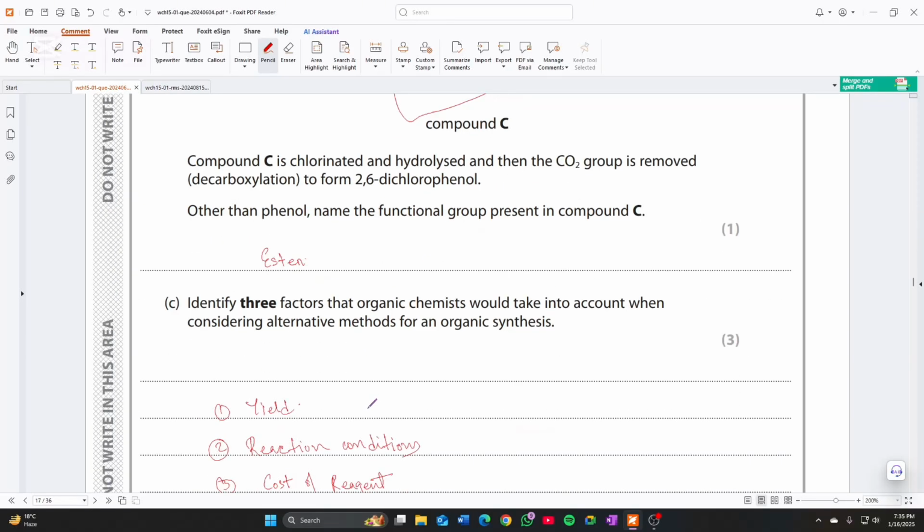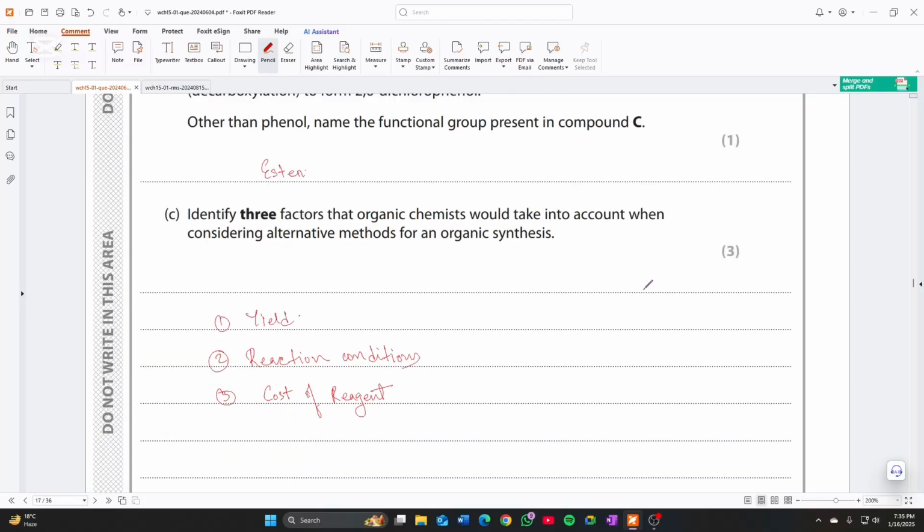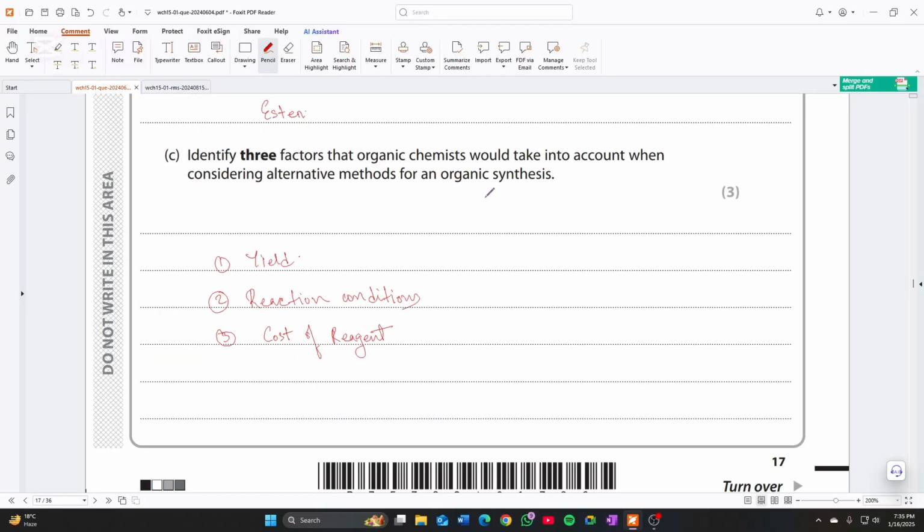Identify 3 factors that organic chemists would take into account when considering alternative methods for an organic synthesis.